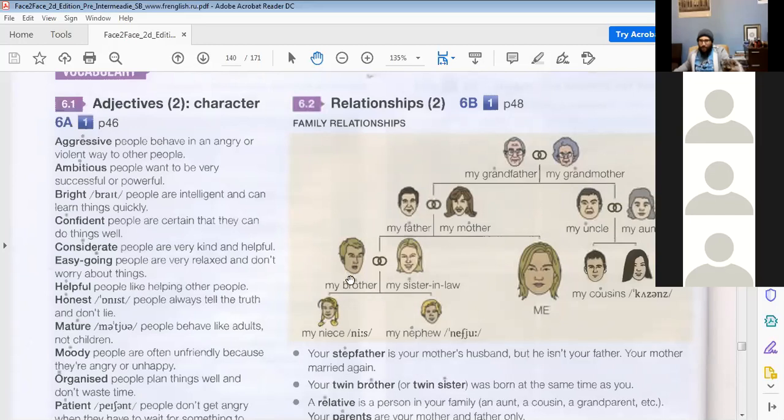Can you see her brother? This is her brother. So the wife of her brother is sister-in-law, right? And the son of her brother is nephew. The daughter of her brother is niece. Okay.